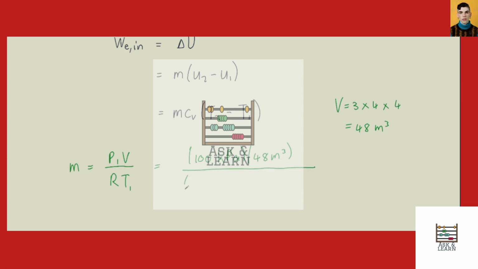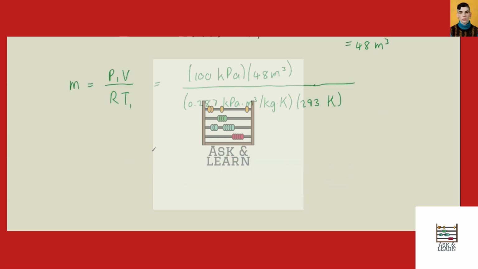divided by the gas constant R of 0.287 kilopascal meter cubed per kg Kelvin. And the temperature T1 in the morning is 293 Kelvin. So the mass of air we find is 57.08 kg.